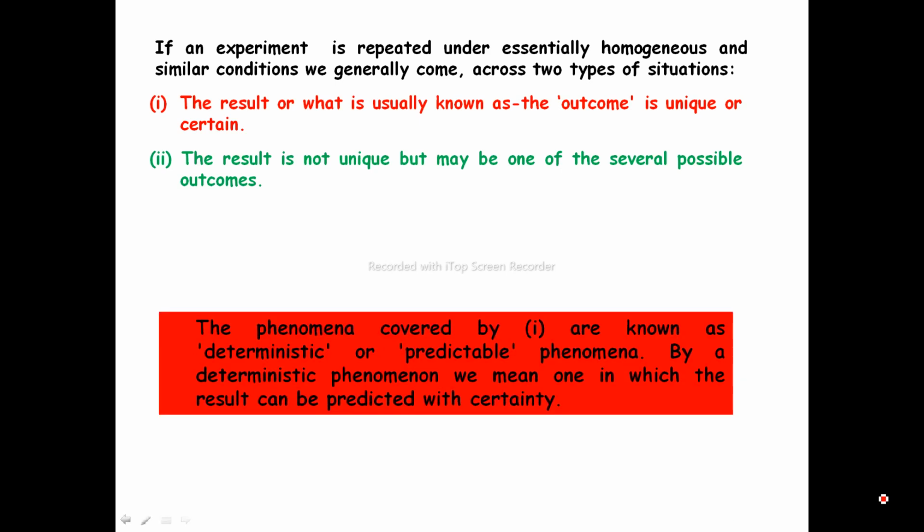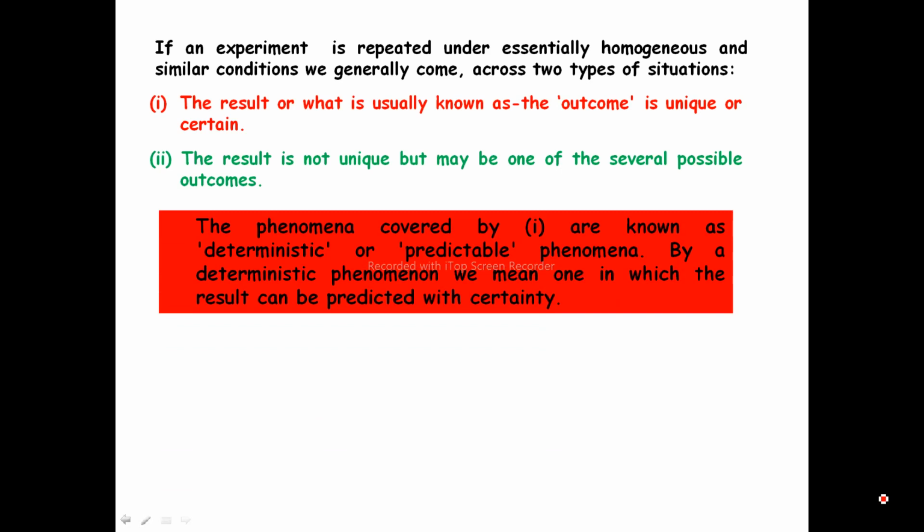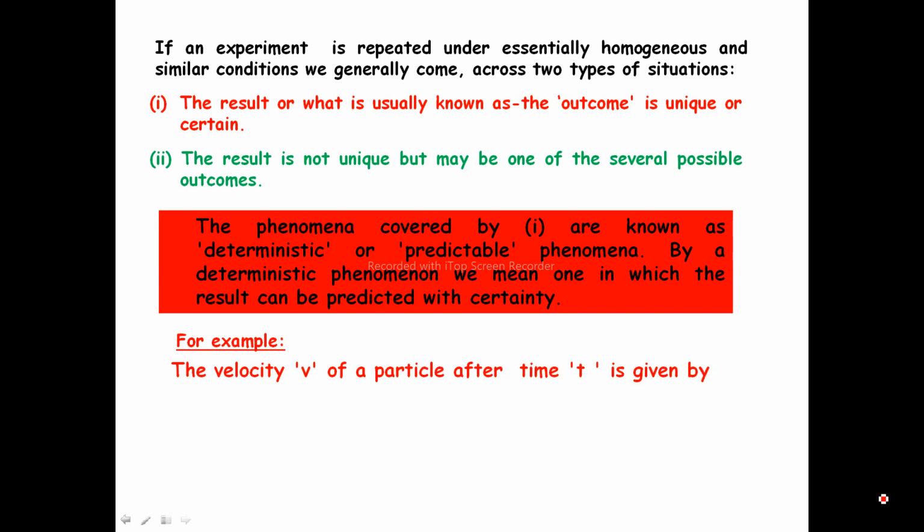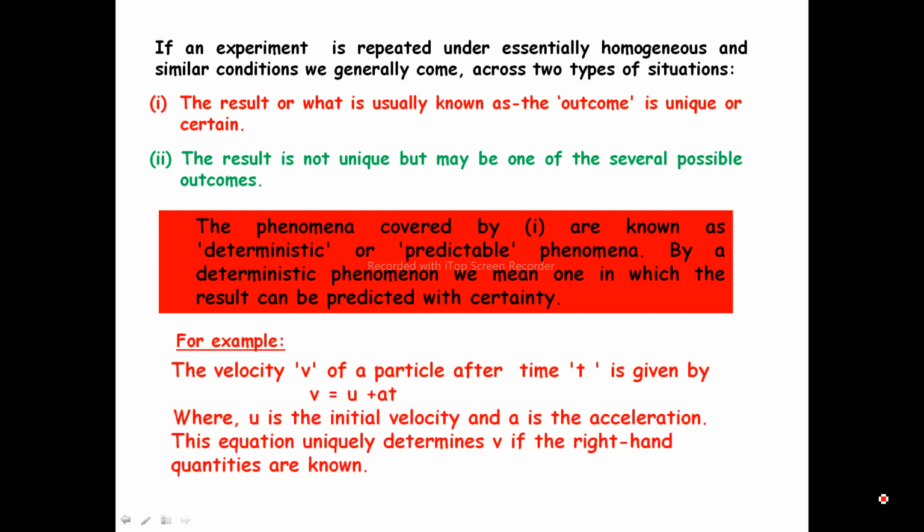So the phenomena covered in the first type of situation, when we are getting a unique answer, is said to be a deterministic or predictable phenomena. Means by a deterministic phenomena we mean one in which the result can be predicted with certainty. For example, the velocity v of a particle after time t is given by the formula v equals u plus at. Here u is the initial velocity and a is acceleration.